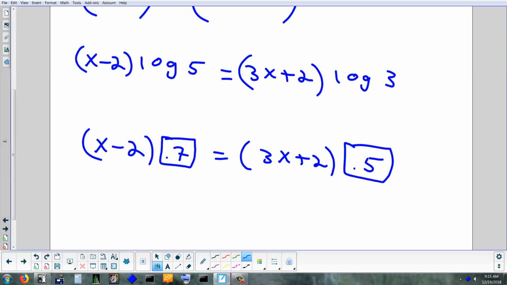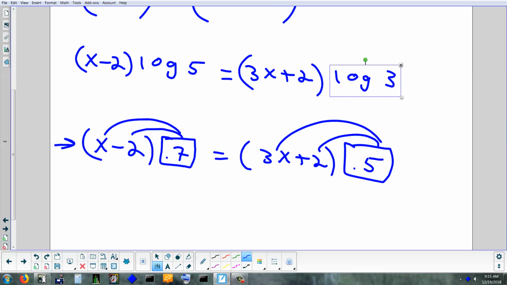If you had this, okay, right here, what would be your next step? Distribute. Just take whatever this is, multiply it to both. Take what that is, multiply it to both. That's exactly what we're going to do. We're going to distribute, but we're not going to call it 0.7. We're going to call it log 5. And we're not going to call it 0.5. We're going to call it log 3.